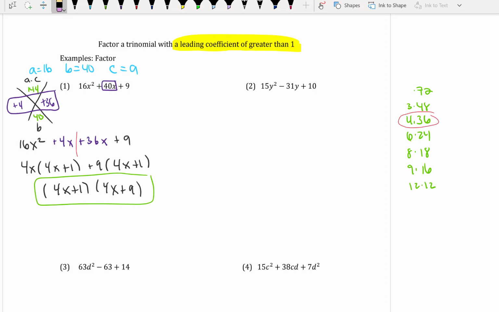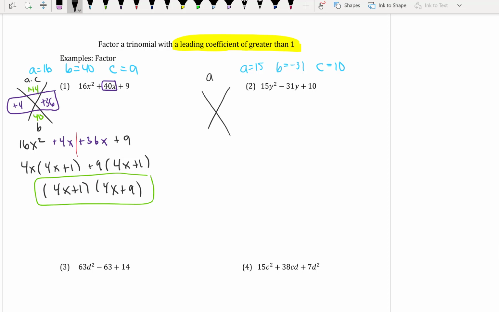Okay. Now I'm going to erase that scratch work because I need to go over to number 2 now. So for number 2, I'm looking at 15, 31, and 10. There's not a greatest common factor, so I'm going to go straight into my A, my B, and my C values. I can see that my A value is 15, my B value is a negative 31, and my C value is equal to a positive 10. So I have my A times my C value. So I have 15 times 10, which gives me 150. I have my B value, which is a negative 31.